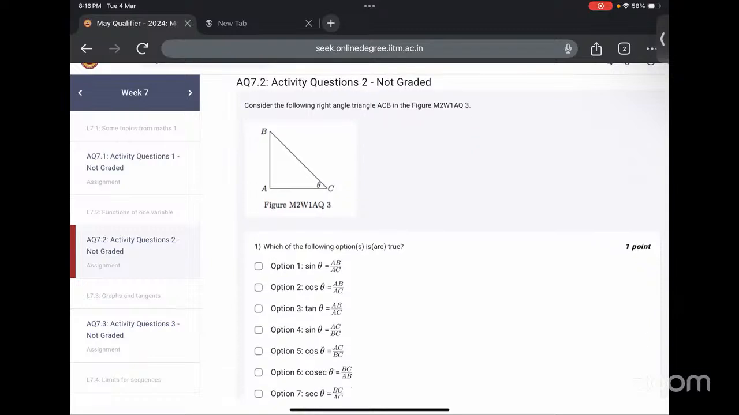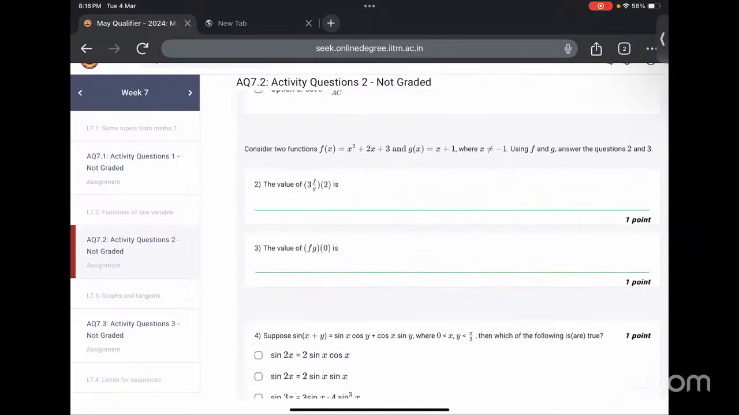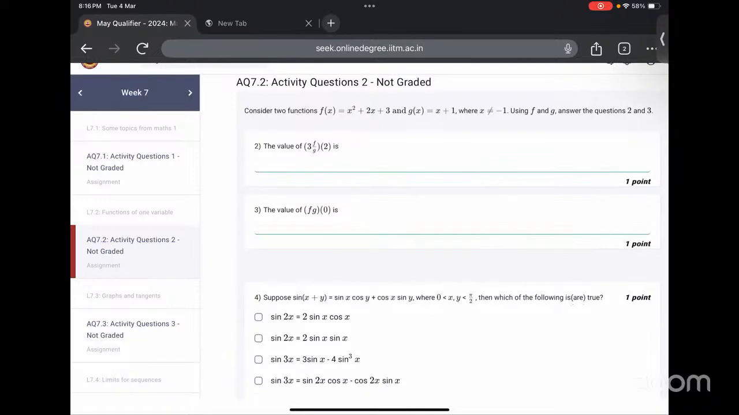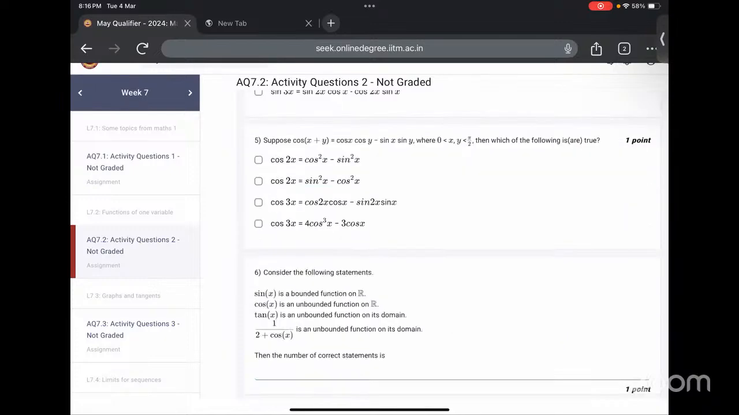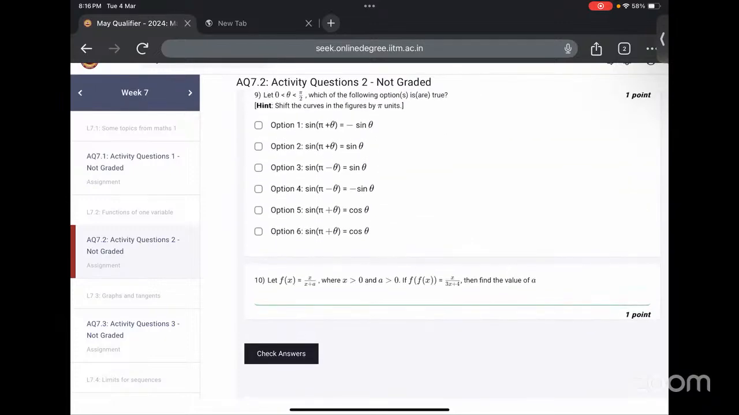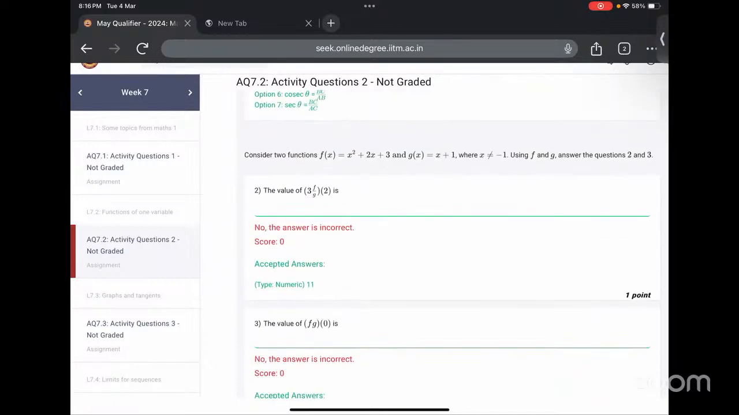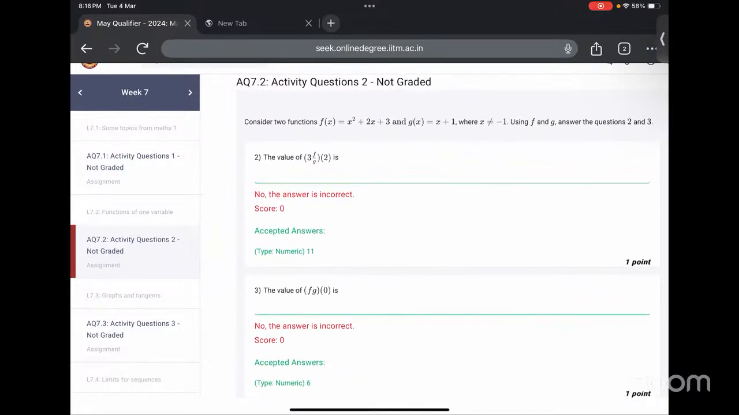What are the doubts in 7.2? I'm getting the answer as 3, ma'am. Which one? Question number 3, value of fg of 0. Value of fg is 6.